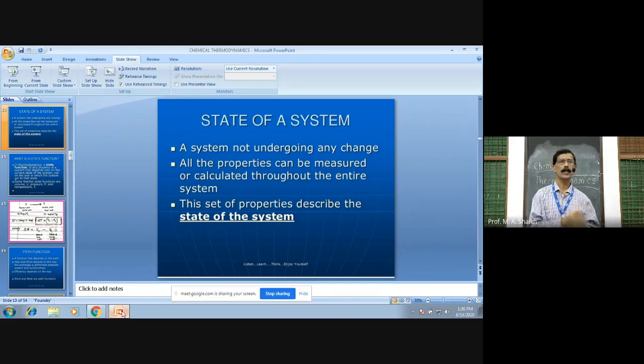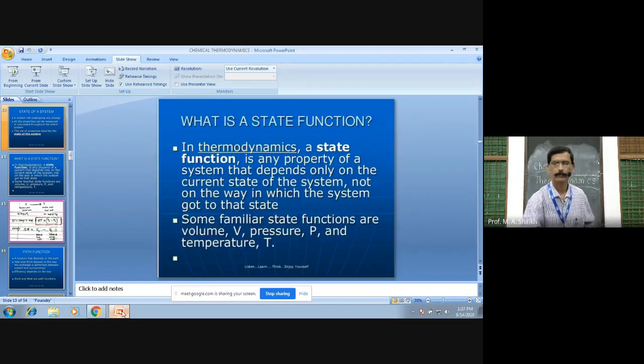जब एक या एक से ज्यादा थर्मोडायनामिक प्रॉपर्टीज की वैल्यू बदलती है, सिस्टम एक स्टेट से दूसरे स्टेट जाती है. Question is, when does the system change state? Answer is: when the value or magnitude of one or more properties changes, the system goes from one state to another state. Let's hope you are getting it. Now we'll go to the next slide.